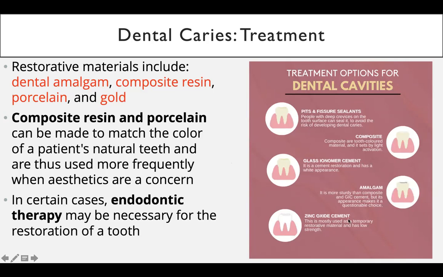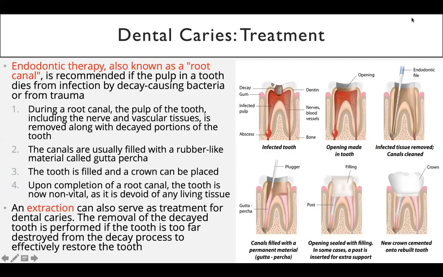And then there is zinc oxide cement. This is mostly used as a temporary restorative material and has a low strength. So if you want to use something over the counter, one of them is zinc oxide cement for the temporary closure of the teeth. Perfect. So now we go for the endodontic therapy, which is also known as root canal treatment.